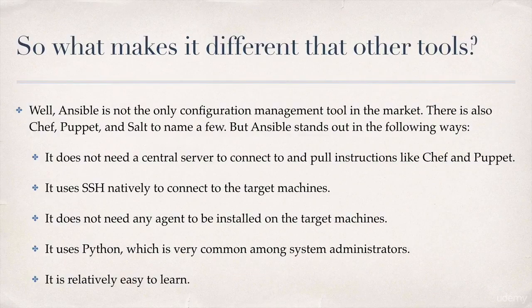So what makes it different than other tools? Well, Ansible is not the only configuration management tool in the market. There is also Chef, Puppet, and Salt, to name a few. But Ansible stands out in the following ways. It does not need a central server to connect to and pull instructions like Chef or Puppet. It uses SSH natively to connect to target machines, which makes the connection very secure.